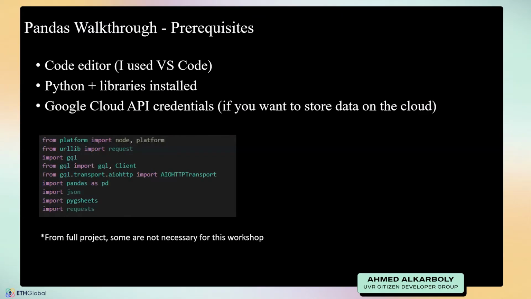So let's talk about the actual code to pull this information in. You're going to need a couple things: a code editor, Python, and the libraries below installed. And then there's a Google Cloud API component to this. If you're interested, I can talk about it later in the DMs or something like that. It's how you would push your data to a cloud storage endpoint.